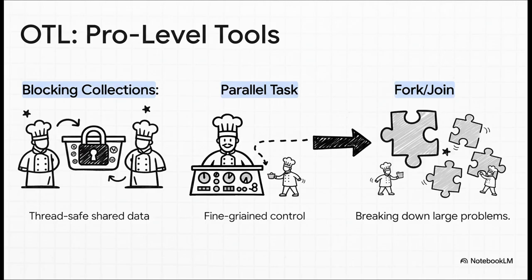And OTL really does take our basic ideas to a whole new level. It gives you these incredible building blocks, like blocking collections, which are basically a super safe way for your different cooks to share data, or parallel task, which gives you really fine-tuned control over your background jobs. It's all about giving you a rock-solid foundation so you can focus on your problem, not on reinventing the wheel every single time.